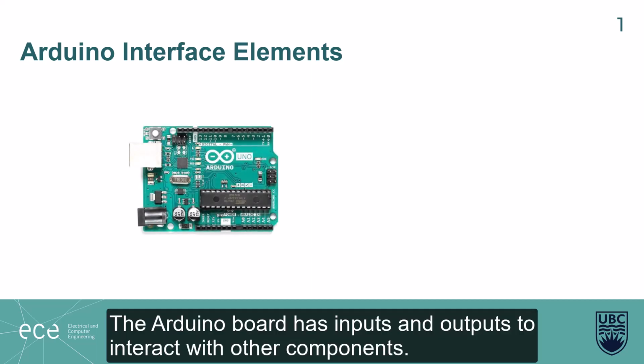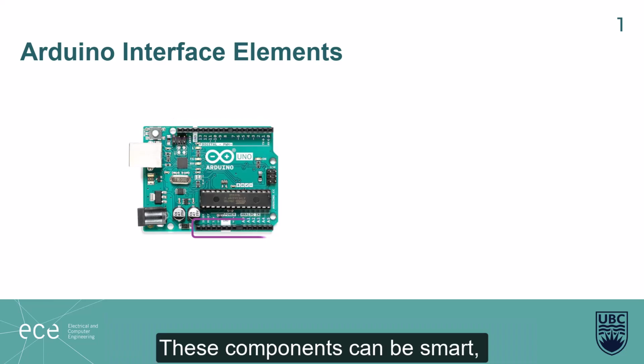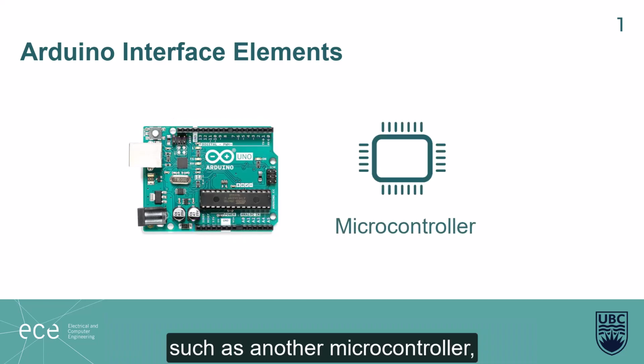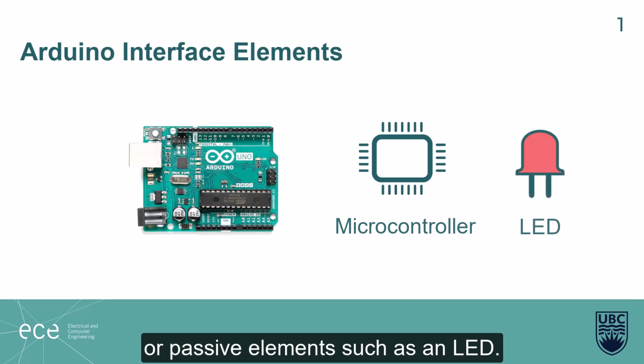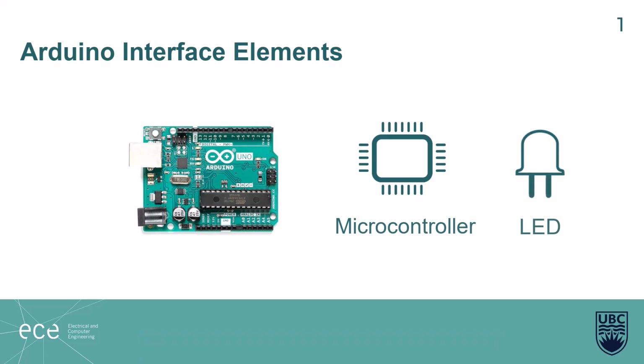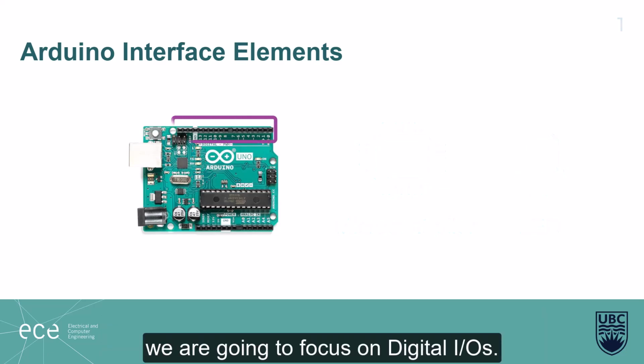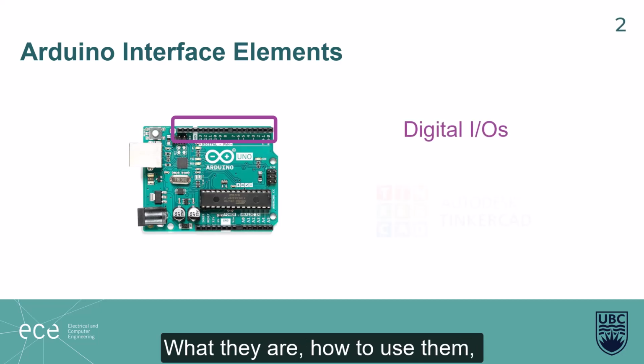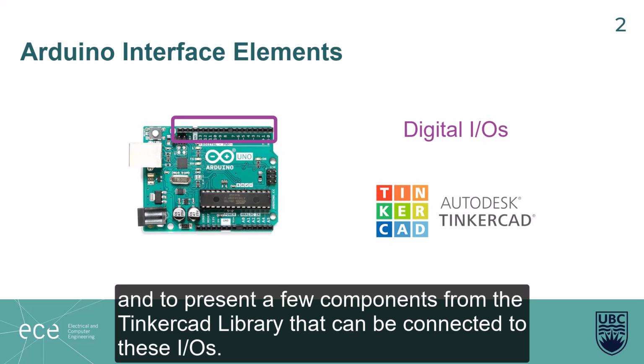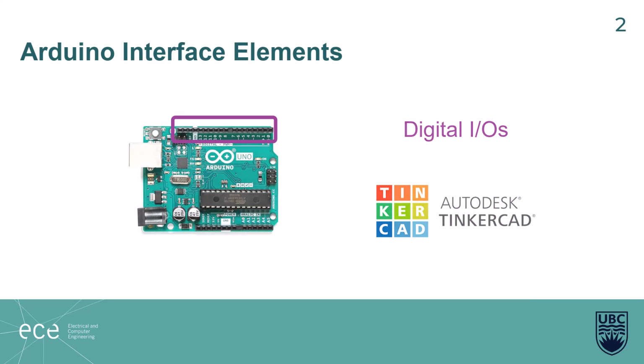The Arduino board has inputs and outputs to interact with other components. These components can be smart, such as another microcontroller, or passive elements such as an LED. In this particular tutorial, we are going to focus on digital I/Os, what they are, how to use them, and to present a few components from the Tinkercad library that can be connected to these I/Os.